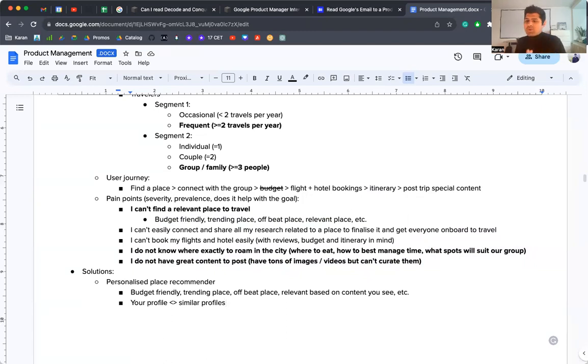So I think those nuances have to be considered in terms of providing a recommendation on moving forward with a place to visit. So this is one. Your profile, similar profiles, travel history, potentially where you can go versus where others have gone. So these nuances.